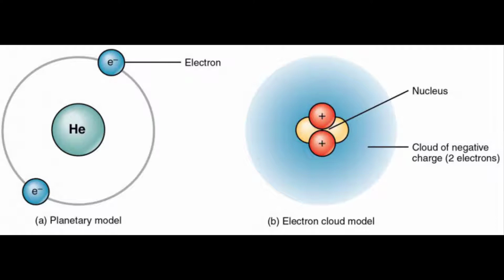In the planetary model, the electrons of helium are shown in fixed orbits depicted as rings, at a precise distance from the nucleus, somewhat like planets orbiting the sun. And in the electron cloud model, the electrons of carbon are shown in the variety of locations they would have at different distances from the nucleus over time.